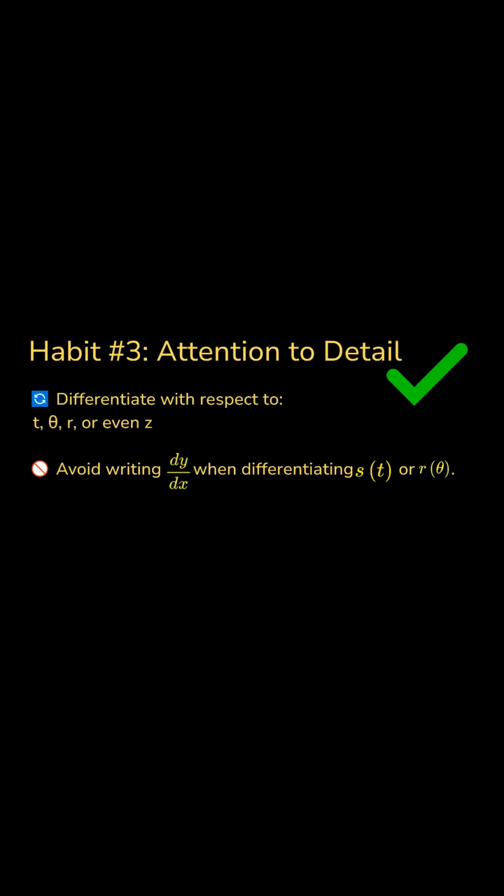Our third habit is attention to detail. Don't get your brain stuck in x-y mode. Make sure you understand that there are a lot of different variables used in calculus, whether it's t or theta or r or even z or some other variable. So you want to avoid always writing dy dx, especially when you're differentiating different functions like s of t or r of theta or f of x. That way, when the exam asks for a derivative with respect to t, you won't accidentally write dy dx.